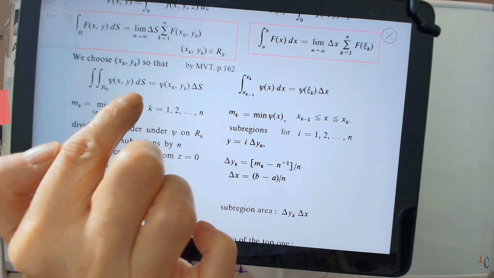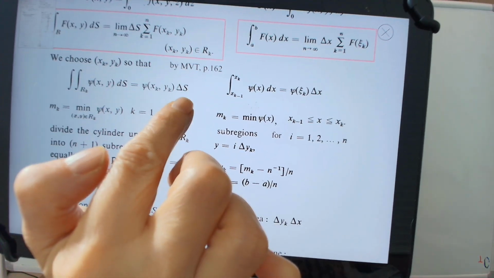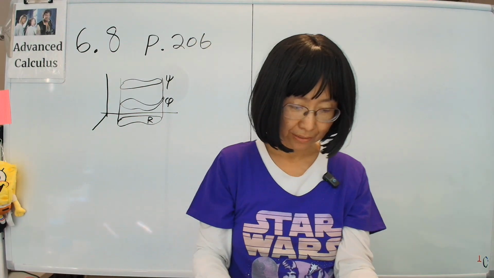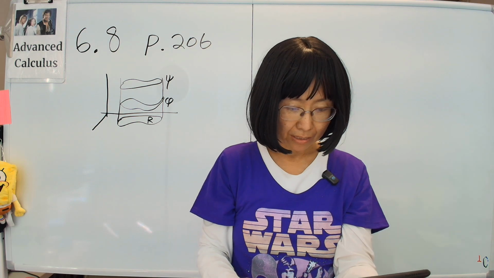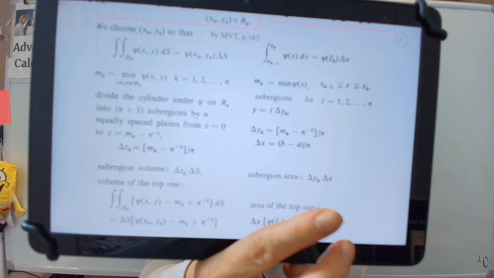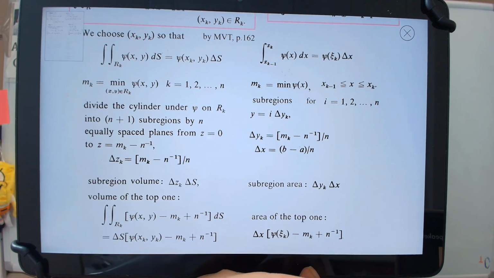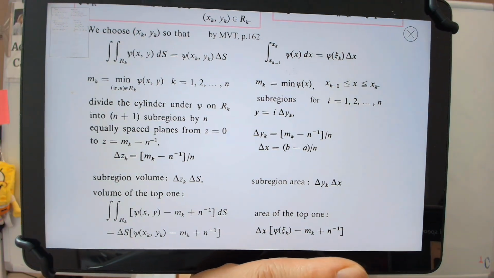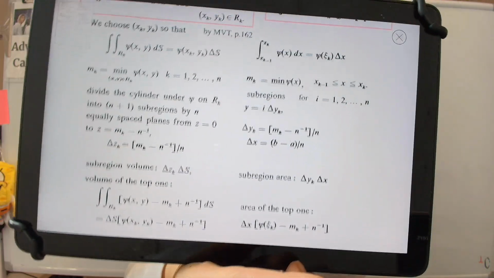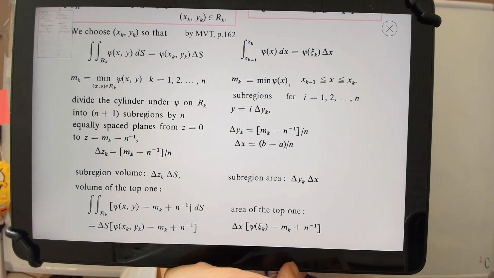Whereas the delta S is the same as delta S, it works the same way as delta X before. Okay, and so that is that. And then next, as before, we have some minimum values. Mk is equal to the minimum of psi on some Rk, on a small region, just like before, whereas Mk is the minimum of psi of x in the small region.